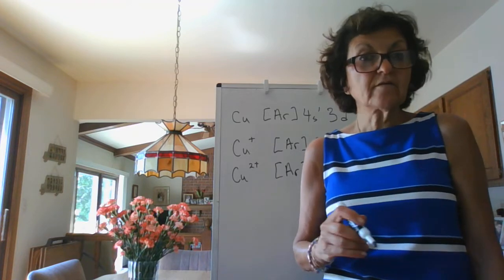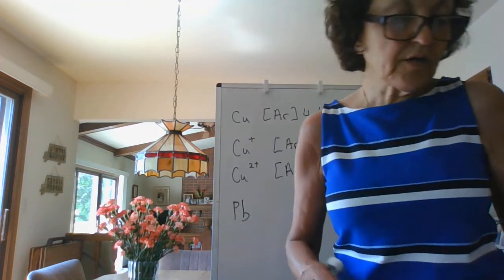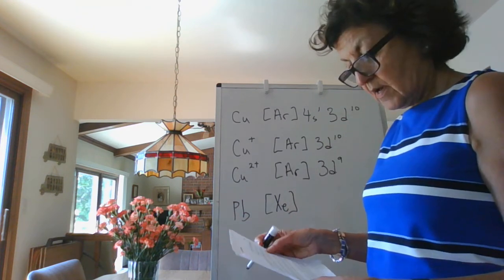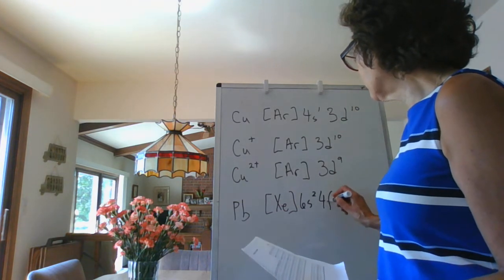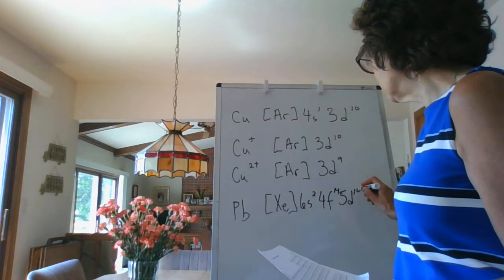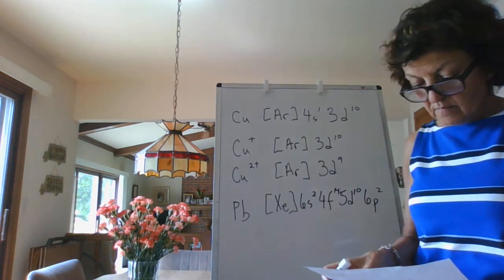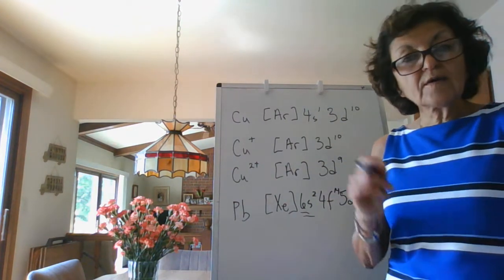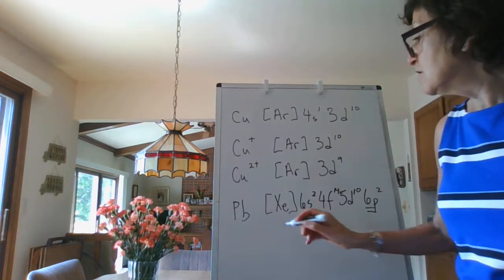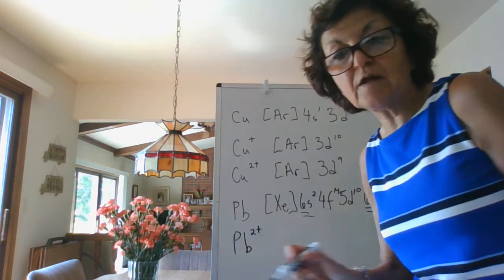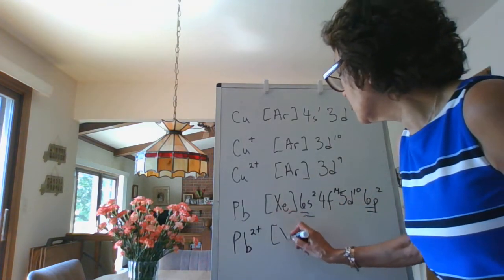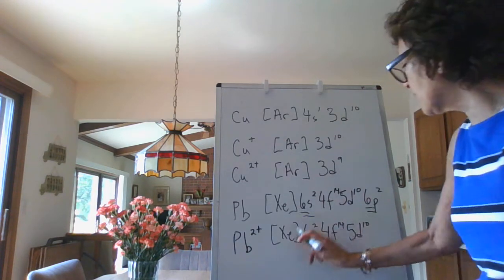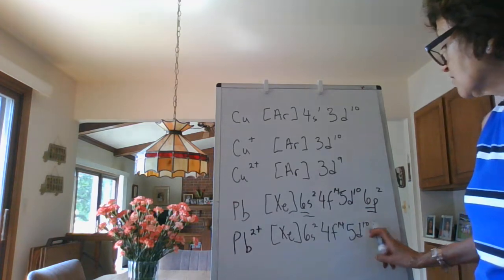Okay, let's do lead. So lead, we know, is xenon 6s2, 4f14, 5d10, 6p2. What's the outermost shell? What are the valence electrons? These guys. So lead ion exists as +2 or +4. So Pb2+, which is plumbous, you remove these two 6p electrons. So that would be xenon 6s2, 4f14, 5d10. And you can flip them around and put the 6s2 out here just to show that it's the valence electrons, but it's fine like this.